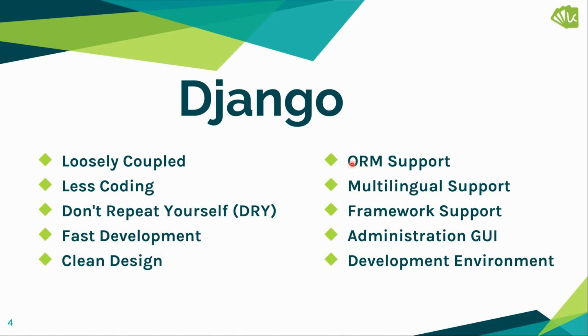Now, Django has a very good ORM support. In fact, it has a concept called models. So using models, you can very easily create all the DB operations that one does in a web application on day-to-day life. Then Django has multilingual support, so you can very easily add support for any language. That is the internationalization part.